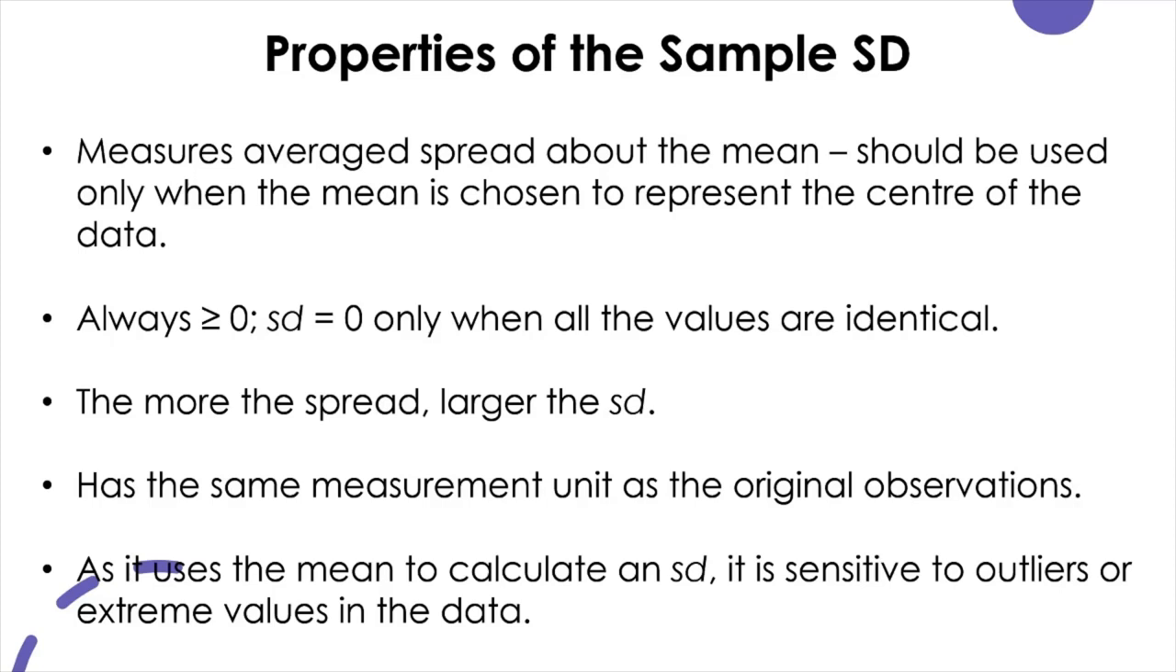And standard deviation is always positive. In rare cases, it can be zero when all the data have the same value, right? And if there's more spread in the data set, then it will be shown as a larger standard deviation. And as I said, standard deviation has the same measurement unit as the original observations, as opposed to variance, which has a squared unit, right? And because the standard deviation uses the mean, it is also sensitive to outliers or extreme values in the data, like the mean was sensitive to those extreme values or outliers.